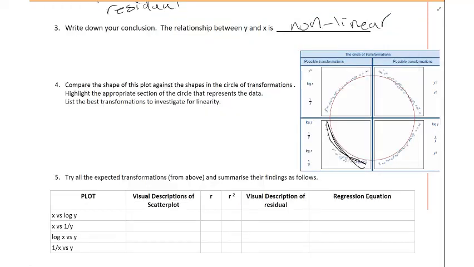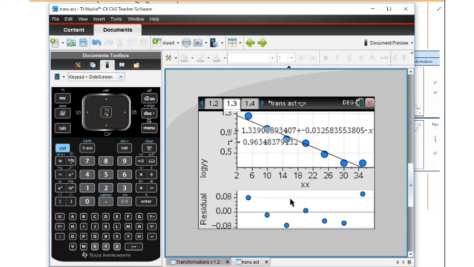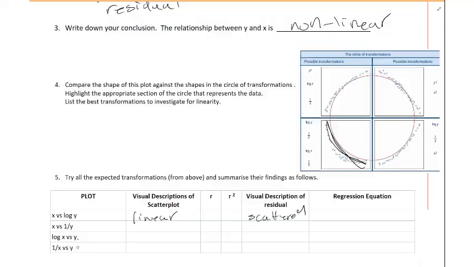So the visual description of it suggests, oops, that should say linear. Okay, linear. I'll come back to those values. Visual description of residual, I'm going to say scattered. And its R squared was 0.96. So for the moment, let's just stay with 0.96. We won't worry about the R for the moment.